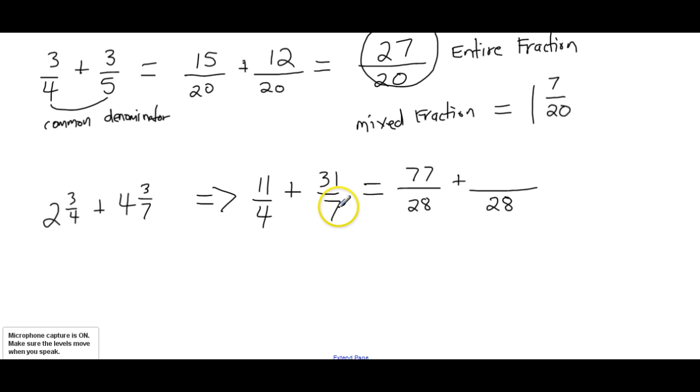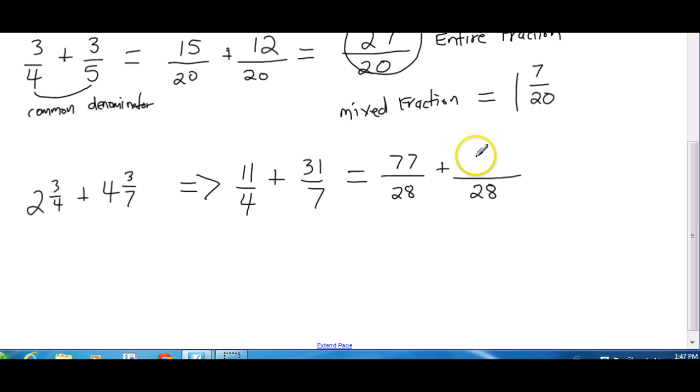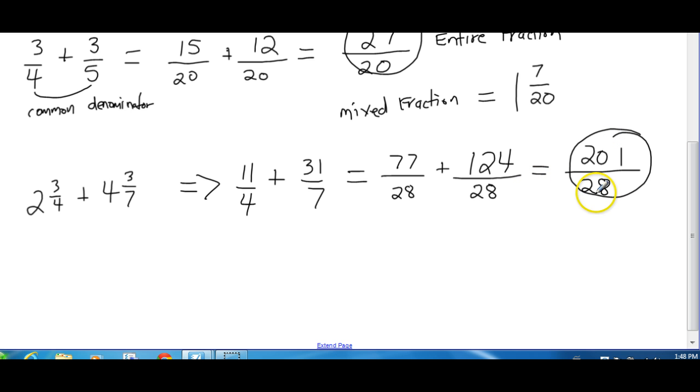And I do the same thing with this number here. 7 times 4 equals 28. So now I have to take 31 times 4. And 31 times 4 is 124 over 28. I have not changed the number at all. 31 over 7 is still the same number as 124 over 28. Because I have the same denominator, all I have to do is add the numerators together, which is 77 plus 124. And 77 plus 124 is 201. So this is my answer, 201 over 28.